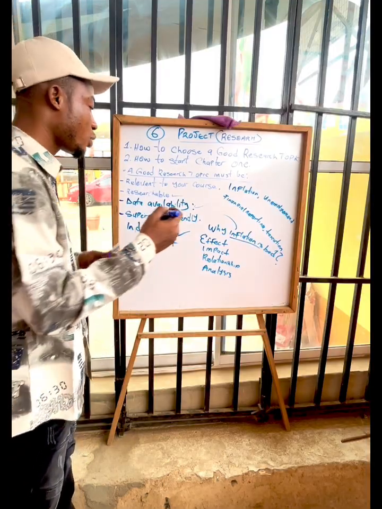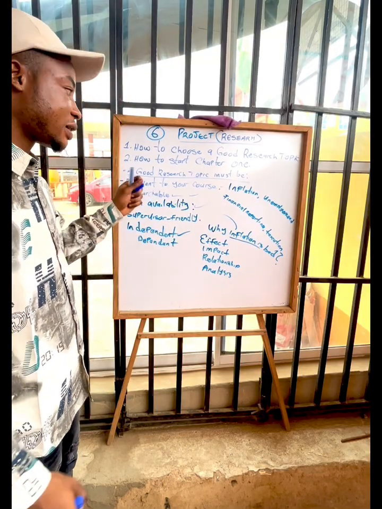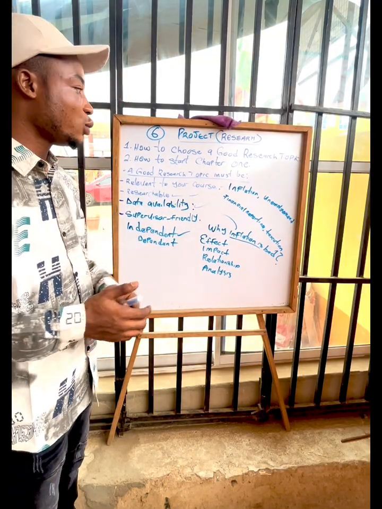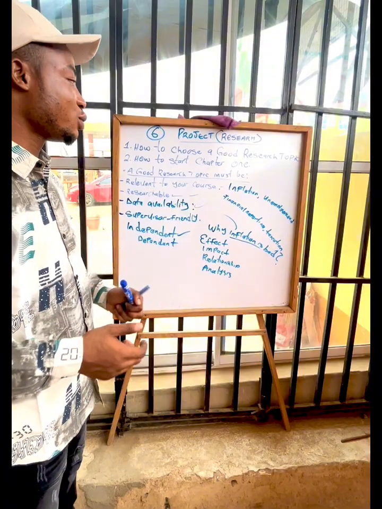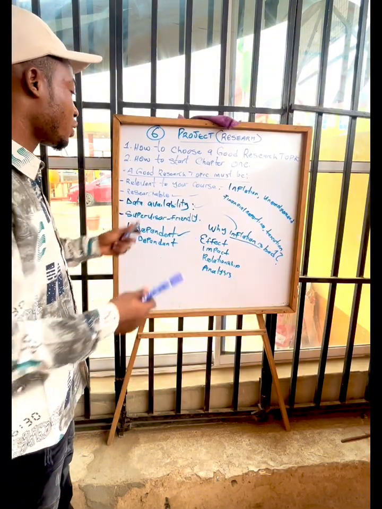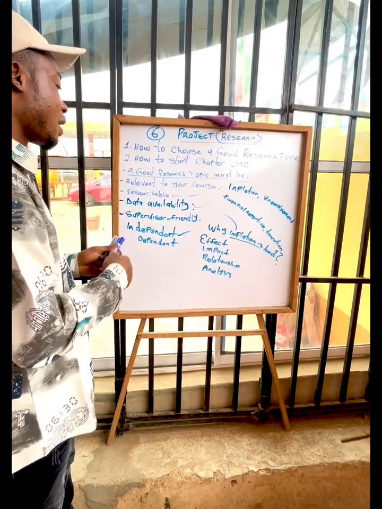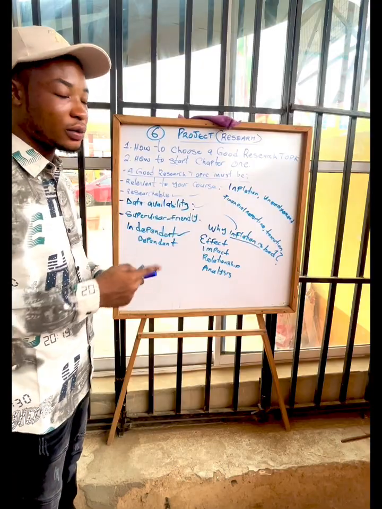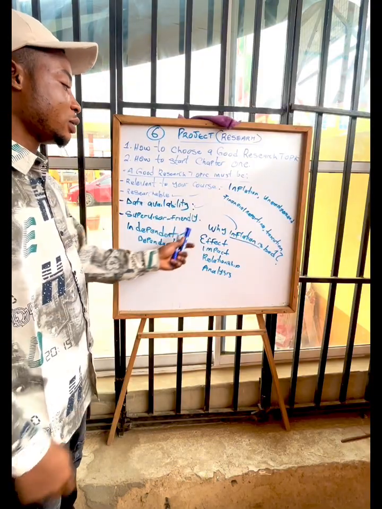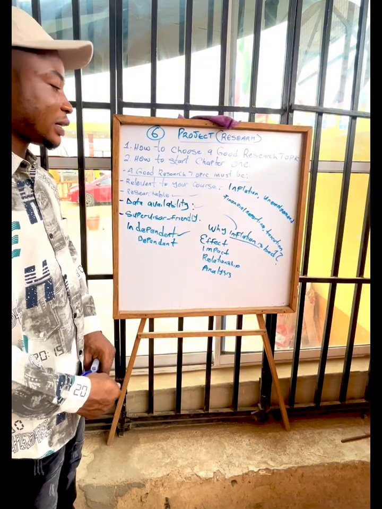If your topic already ticks all these 4 components, characteristics, then you can proceed to writing your chapter 1. So you must first of all make sure that your topic is relevant to your course, is related to your course. Another one is that your topic is researchable. And how do you know if it is researchable? It depends on how you frame it and make sure that it is researchable.